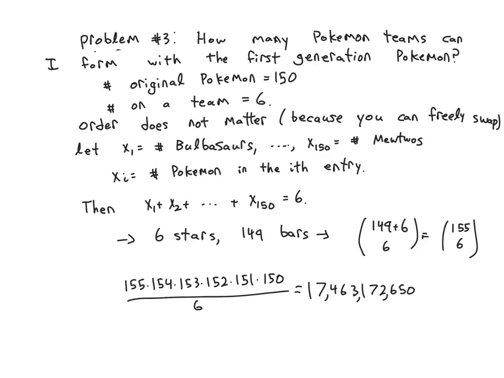The third problem I'm going to look at has to do with Pokemon. So back in the day when I was a kid, there were only 150, so that's what I'm going to work with. How many Pokemon teams can you form with the first generation Pokemon? There's 150 to choose from. Of course, you all know you should choose Pikachu. And the number of Pokemon you usually have on a team is 6.